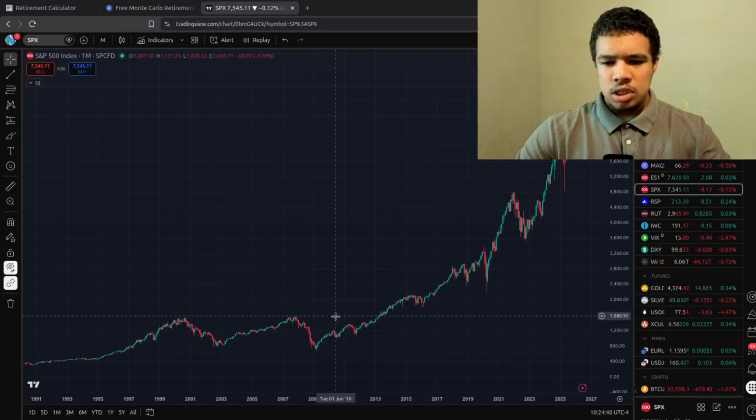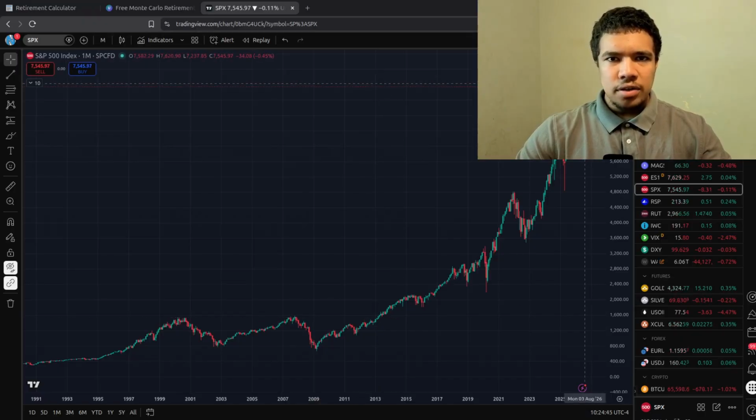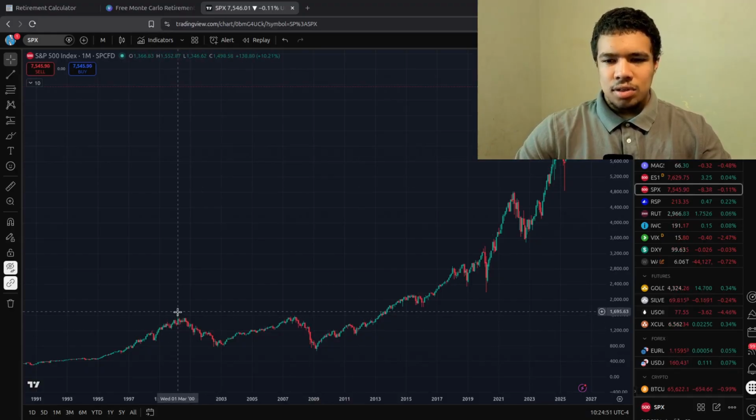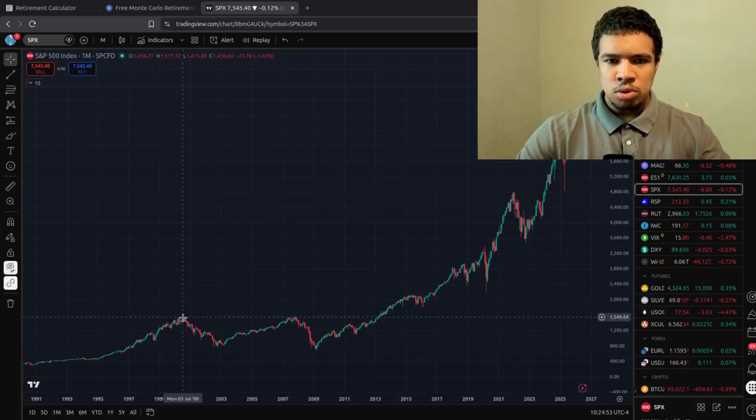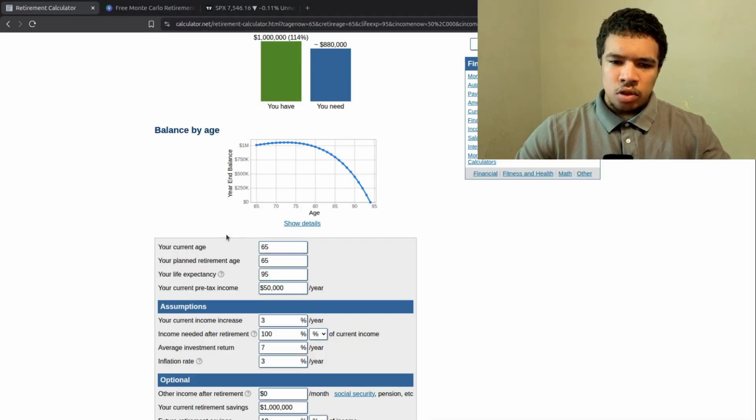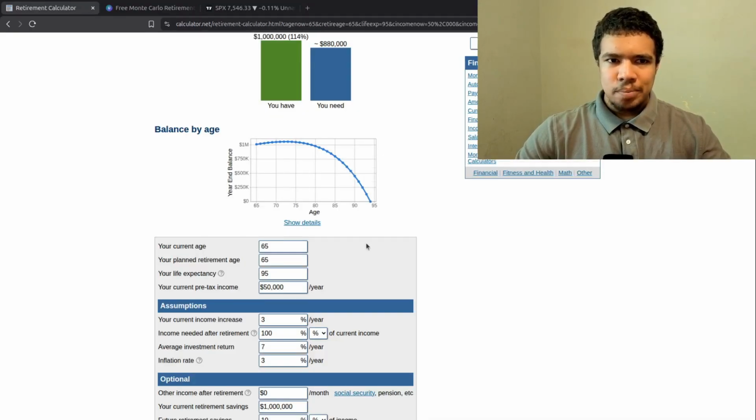For instance, if you retired right here, you'd have a great run. You'd make loads of money. If you retire here, then not so much. And it took till 2017 for the S&P to make a new inflation-adjusted high. That's 17 years of no returns. That doesn't work with this plan.